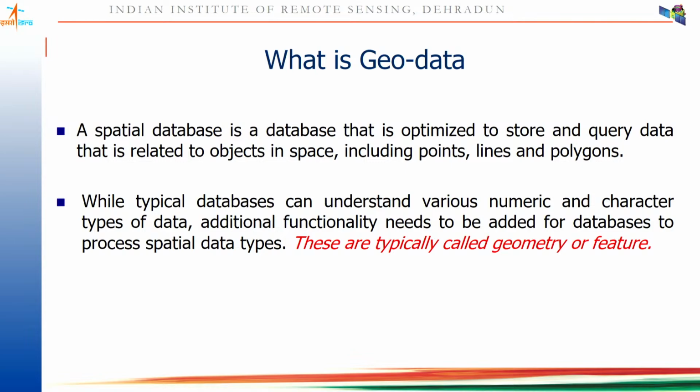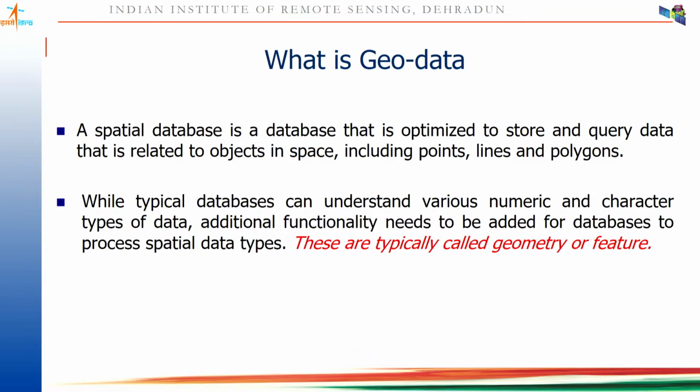While typical databases can understand various numeric and character types of data, we use data types whenever we store and manage any kind of data. These data types are number, integer, float, double, or character, text, varchar2. There are different types of data types available, and then we have date, time, blob, clob, or binary large object. All these data types are available in database systems. We use them, but these data types are not sufficient to define the structure of geographical data.